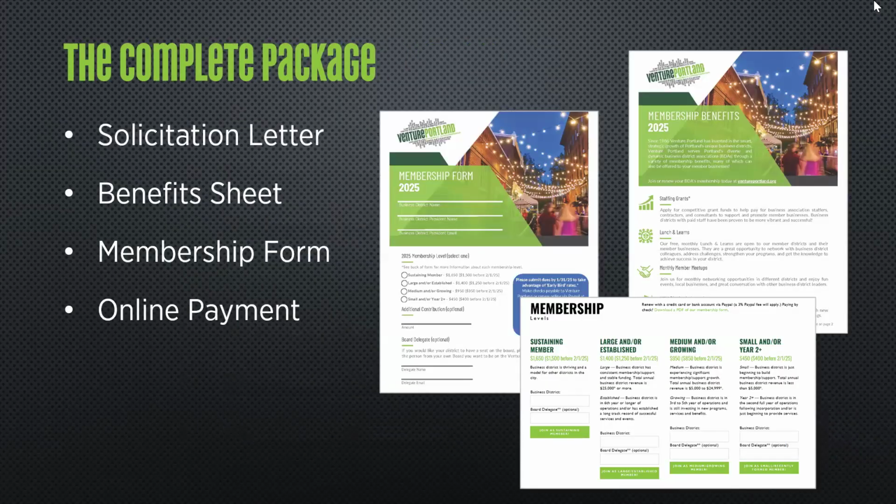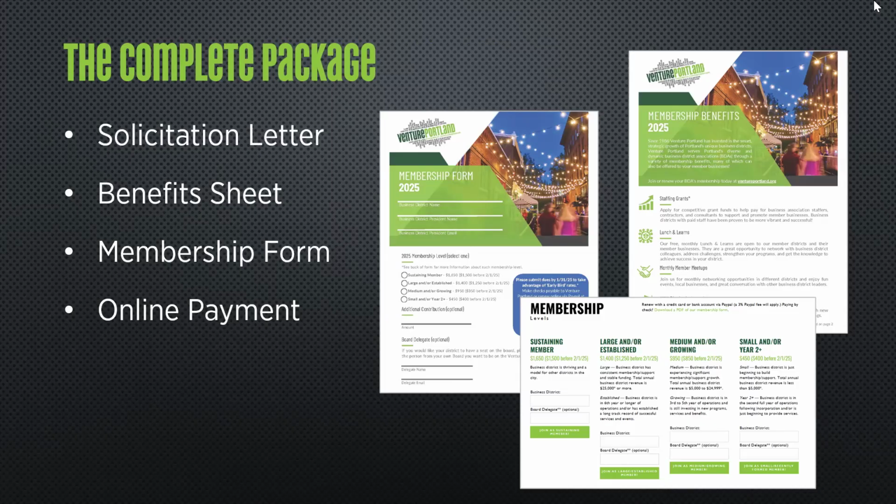And then you want to work on your membership packet, right? So a lot of districts will include the following. A solicitation letter, and that's just a letter from your president on Business Association letterhead that talks about all the great things that you did over the past year, and maybe teases a couple new things that are coming down the pipeline. But it's coming from the president. It's very personal. It has a human element to it.